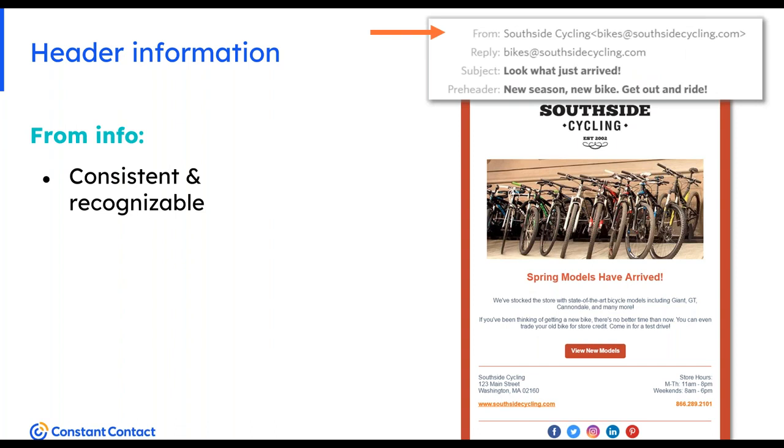The from information is what displays first for your contacts. It is comprised of the from name and the from email address. Ideally, you want to use an email address from your business domain, and the from name will most likely be your company name. Once you've chosen a recognizable from information, stick with it to avoid confusion for your readers. Here's an example from Southside Cycling. You'll see that the from name is Southside Cycling, and the email address is bikes@southsidecycling.com. This information is easily recognizable to their subscribers.